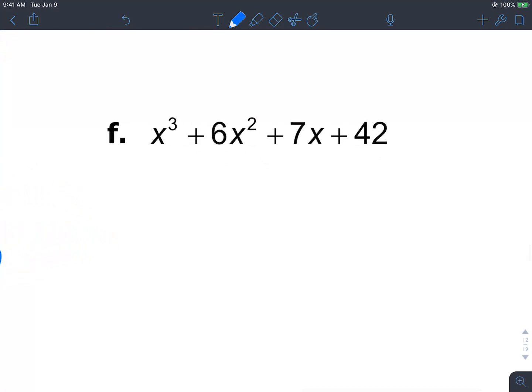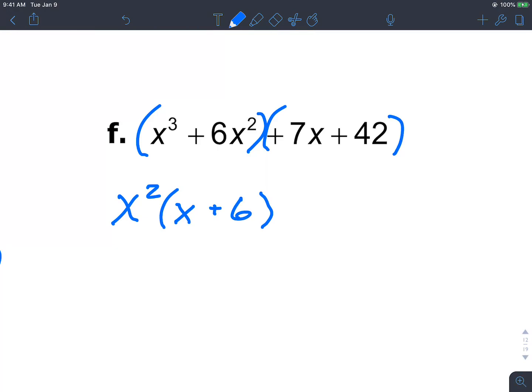Okay, you got another with 4 terms. Anytime we see 4 terms, hopefully that is screaming out at you to do grouping. We got x squared when we factor that out. Both of these are divisible by x squared. If you divide x cubed by x squared, you get x. If you divide 6x squared by x squared, you get just 6.